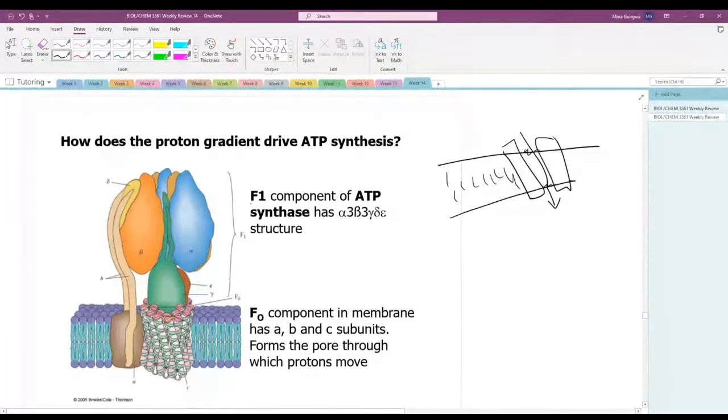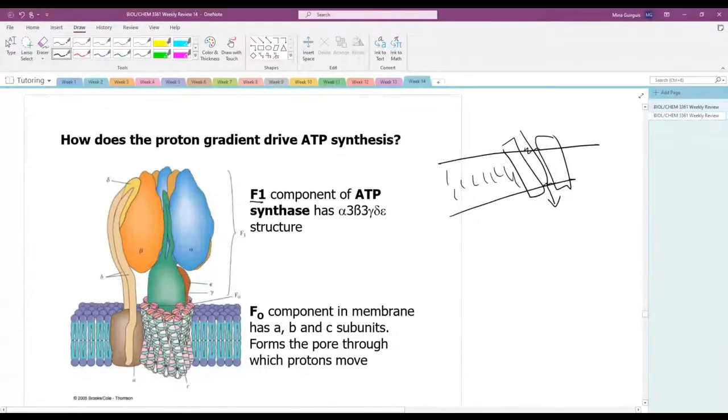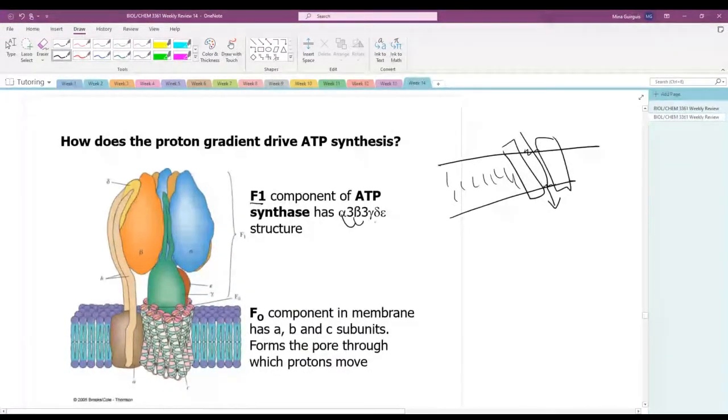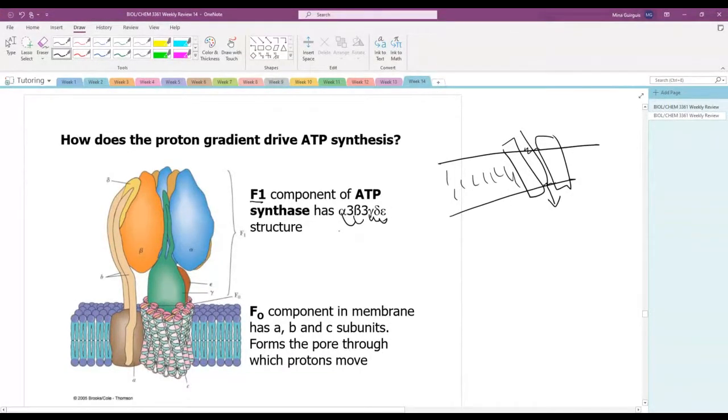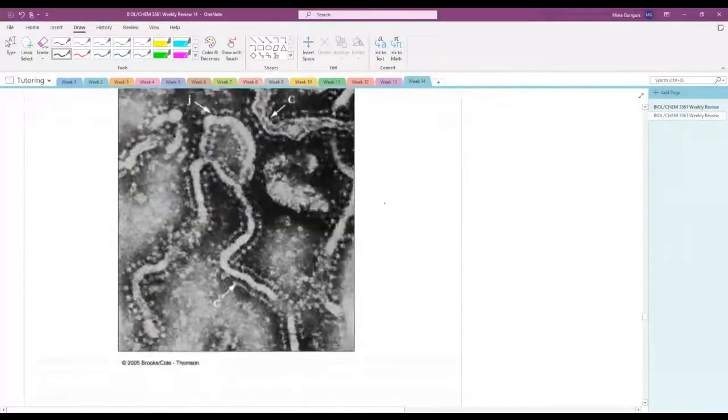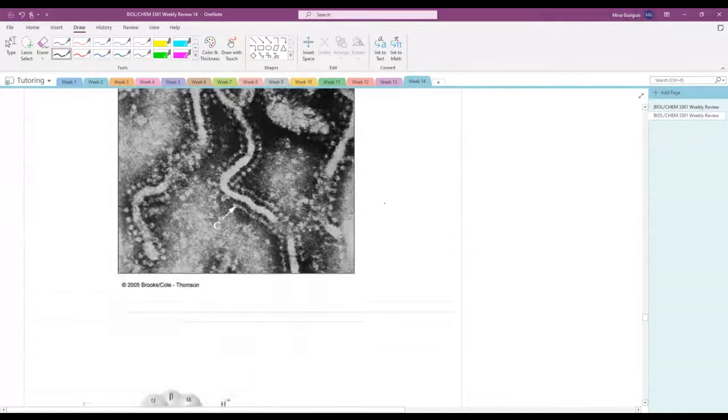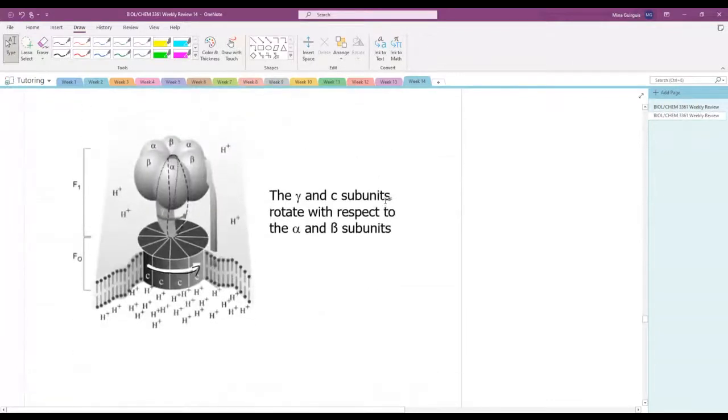And then the F1 component. This is a little bit weird. It's got an alpha 3, beta 3, gamma, delta, epsilon structure. So it's got 9 subunits. 3 are the same as each other, 3 are the same as each other, and then there's 3 one-offs. All right, so here is another picture that helps us.